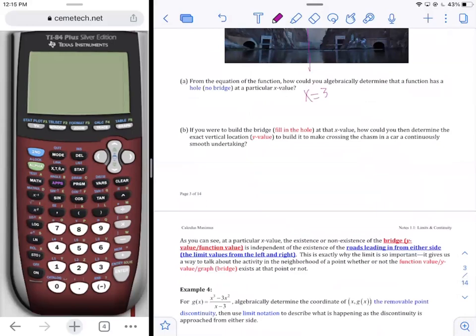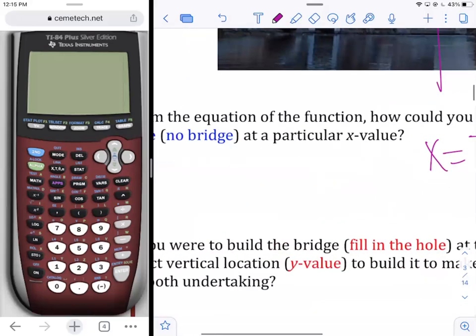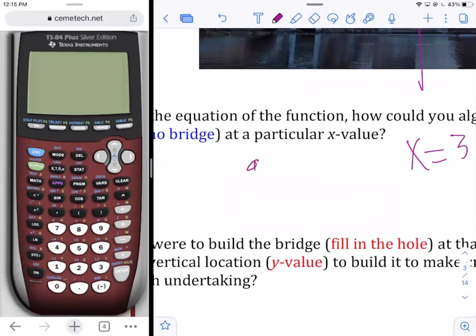Okay, so we did answer this part A from the equation of the function above. How can we algebraically determine that the function had a hole at that value? And again, we could just say g of 3 not only equals DNE, but it was 0 over 0. Okay, that's how we know it's a hole, 0 over 0.